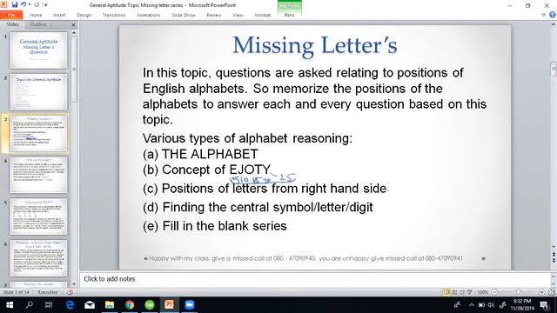The next one is finding the central symbol, letter or digit. It means if two letters are given, we have to find the middle letter between them. How to do that? And the last is the fill in the blank series. Some letters are given and some letters are not given, and we have to fill that blank series. We will learn how to do this type of questions.